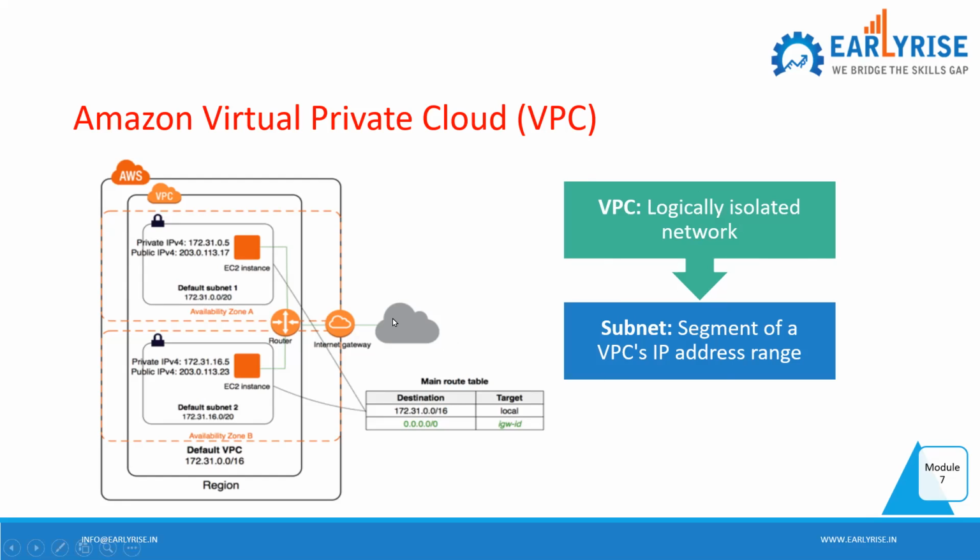So you see here you have default subnet 1, default subnet 2, right? And you have availability zone A, availability zone B. You have the default VPC, so this is the VPC. Within that you have one subnet and you have another subnet. Now here you see this is availability zone A and this is availability zone B. This availability zone is mapped to this subnet, and this availability zone is mapped to this subnet.